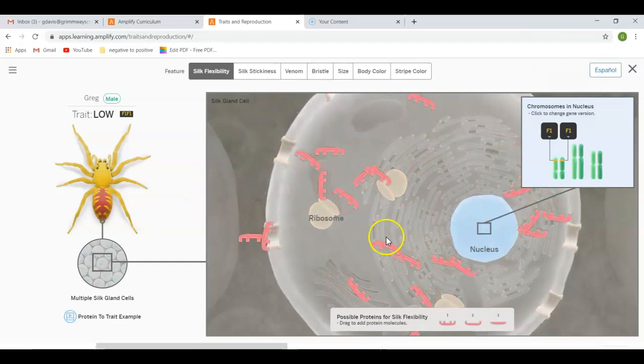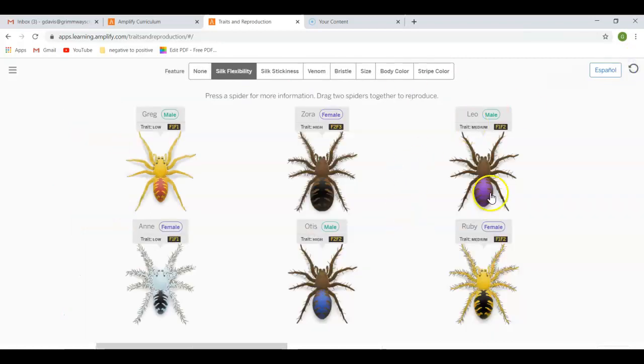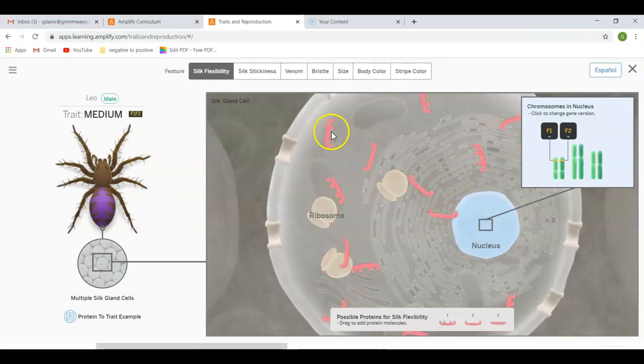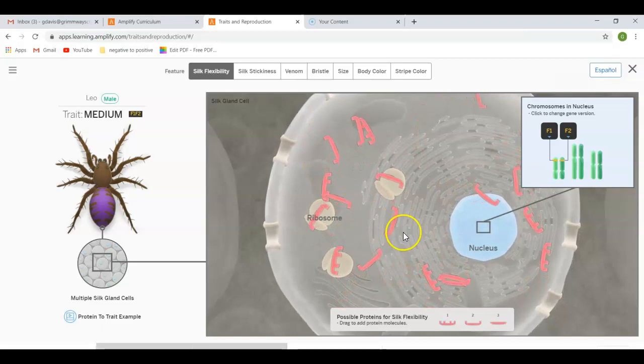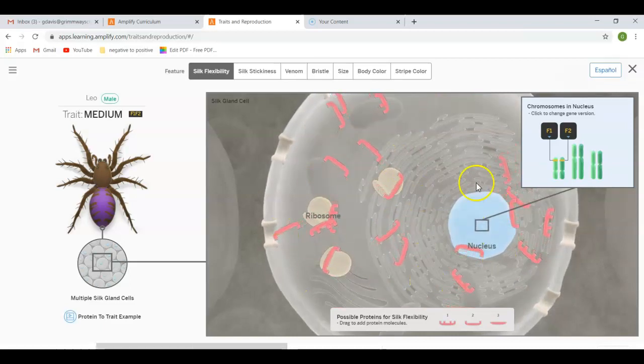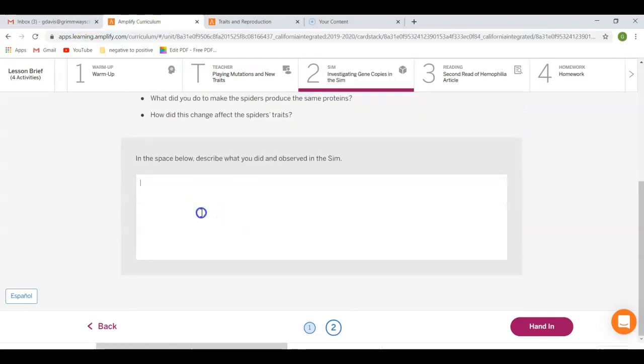So try to find ones that match. So Greg here has the number 1 protein. So let's see if there's a spider that also has a number 1 protein. Oh, look, right there. This is Leo, and he has a number 1 protein and a number 2 protein. So they would be easier to compare. But now I'm going to come over here, and I would just write down what I did and what I observed, okay? And I want full sentences, so go ahead and pause the video and get this part 2 of activity 2 done.